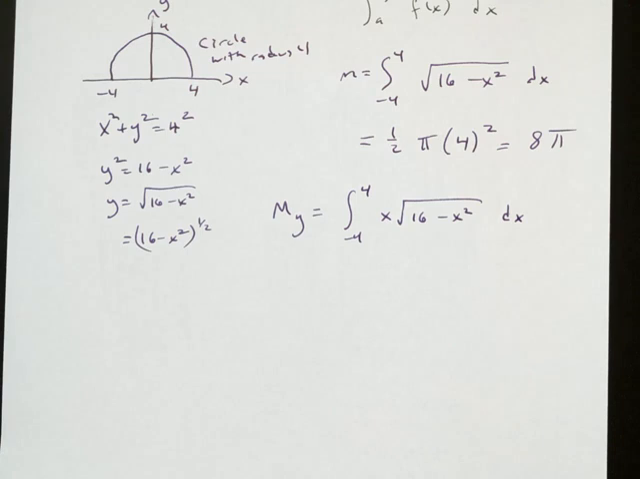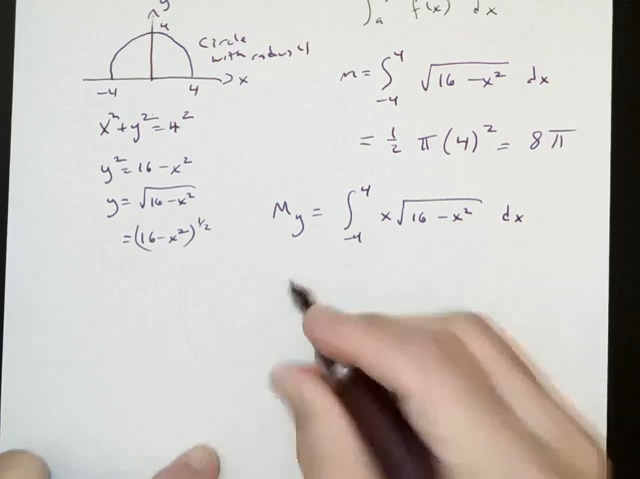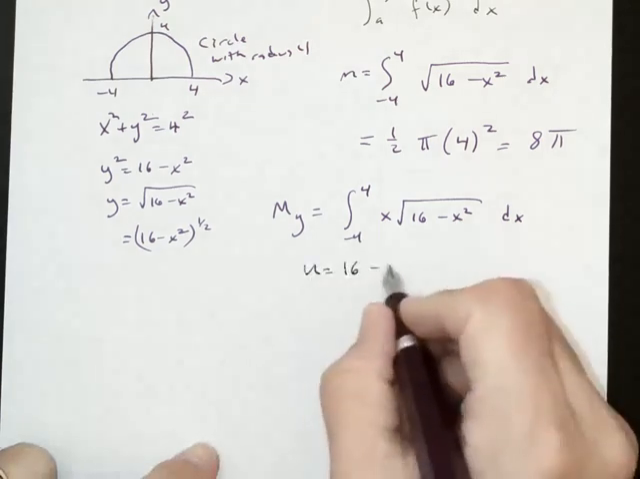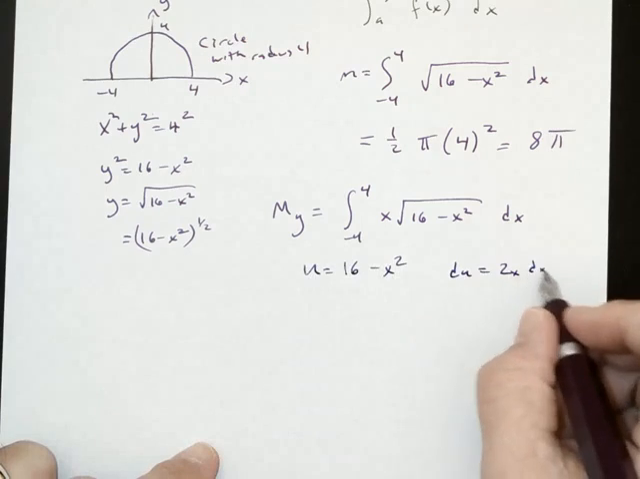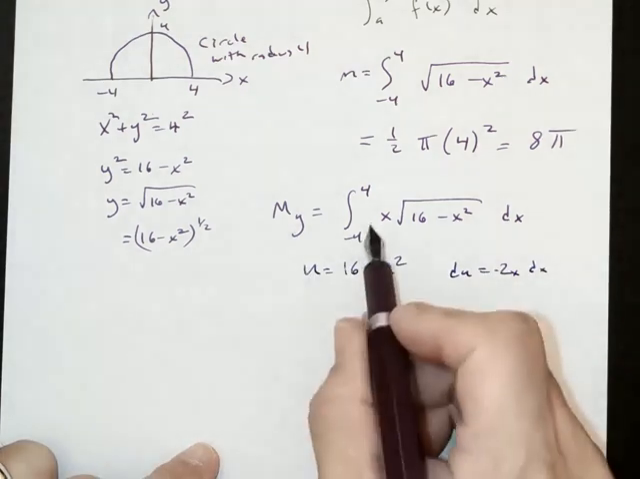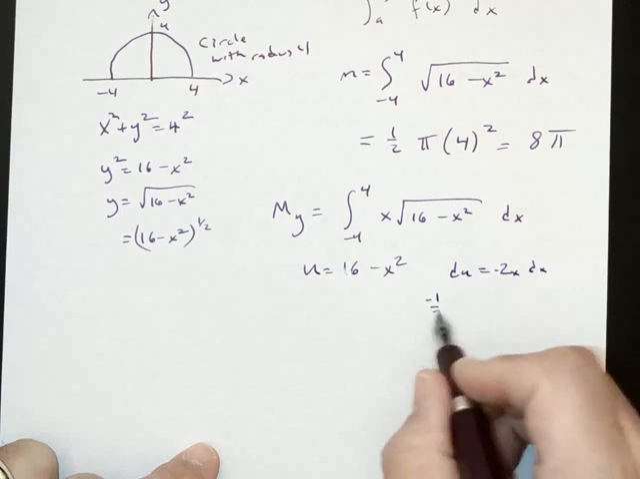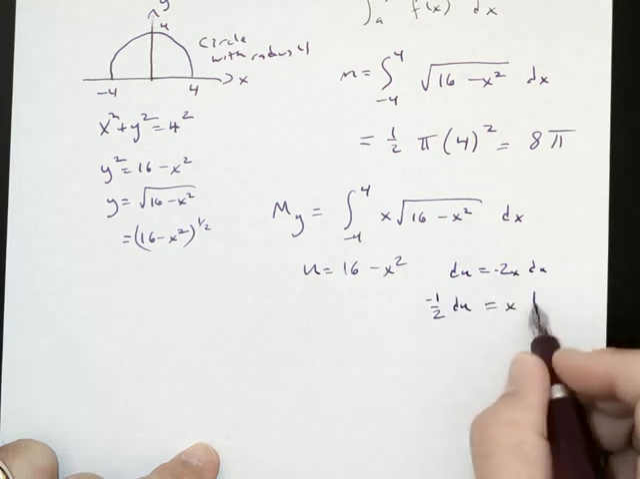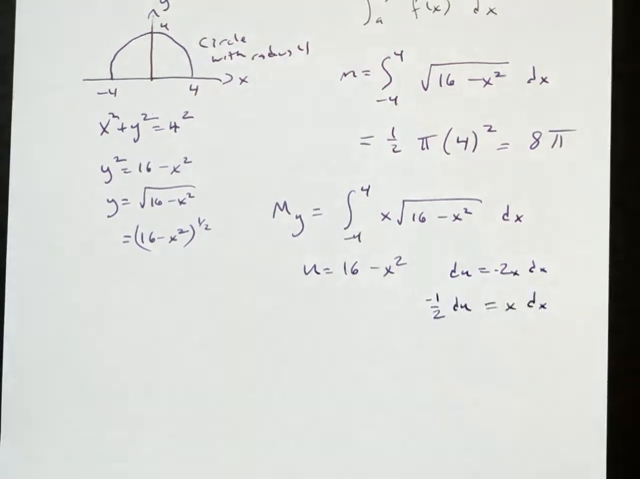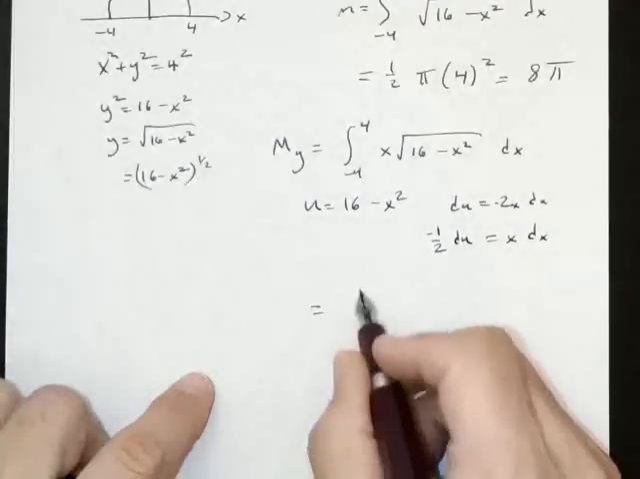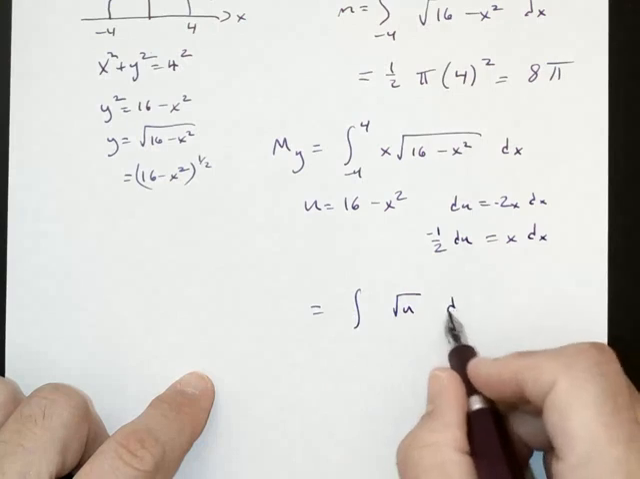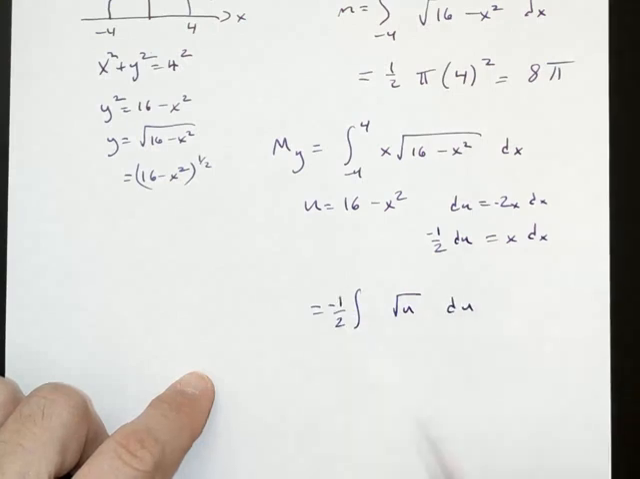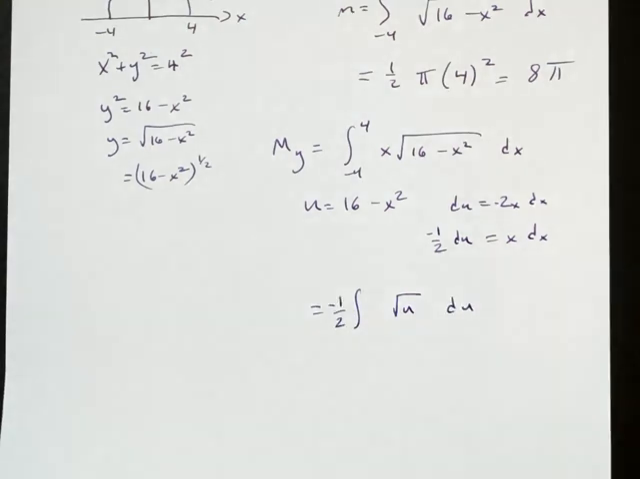I was thinking maybe you could do a u-sub, and if u is like 16 minus x squared... Let's run with that u sub. U equals 16 minus x squared. Du is 2x dx. Wait, it is a minus sign. I don't have a minus 2, so I'll swap. So I get the integral of square root of u du with a negative 1/2 in front.